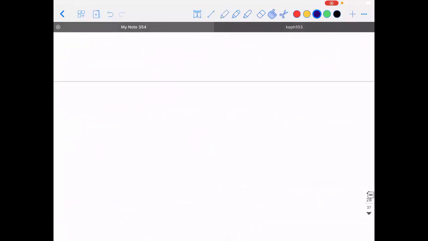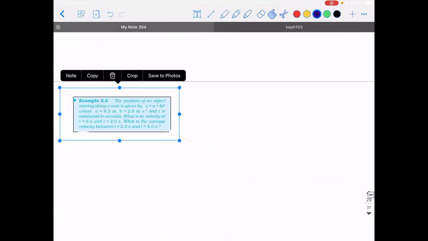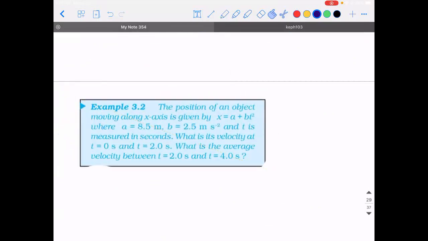Now let's do this problem. The position of an object moving along the x-axis is given by x is equal to a plus bt square, where a is 8.5 meter and b is 2.5 meter per second square, and t is measured in seconds. What is its velocity at t is equal to 0 seconds and t is equal to 2 seconds? What is the average velocity between t is equal to 2 seconds and t is equal to 4 seconds?